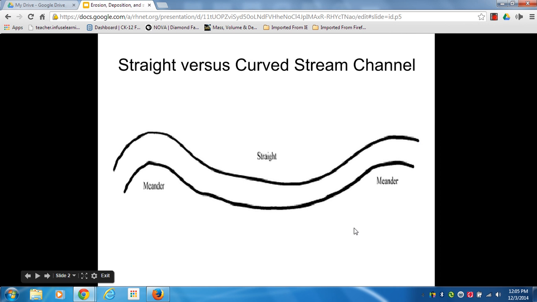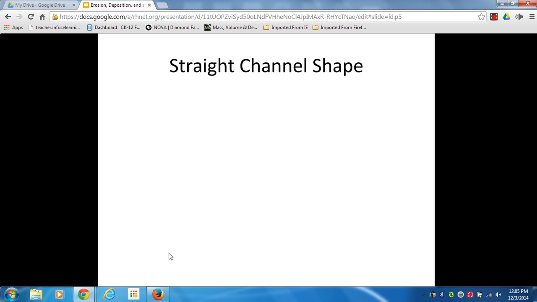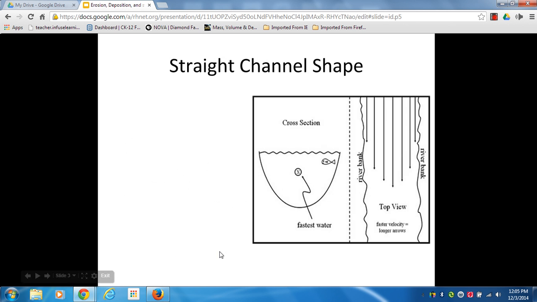And the erosion and deposition in the straight portion of the stream is going to be very different than the erosion and deposition in the curved portion of the stream. So let's look at how those are different. So first, let's talk about the straight channel shape. So you can see this is a top view. So this is a straight portion of the river. And this is a cross section showing the inside portion of the river.